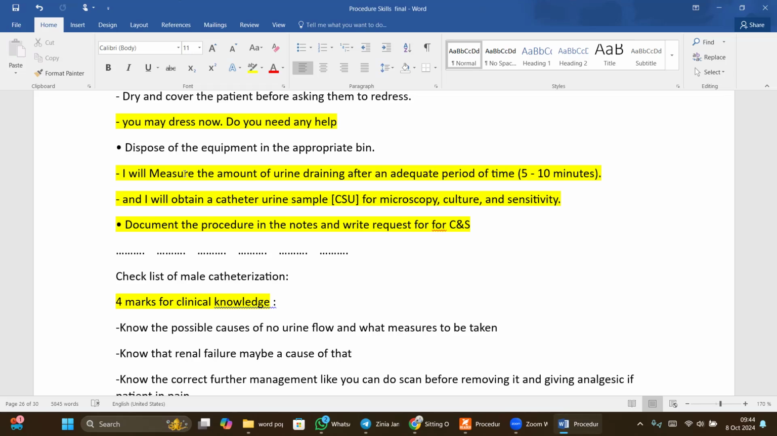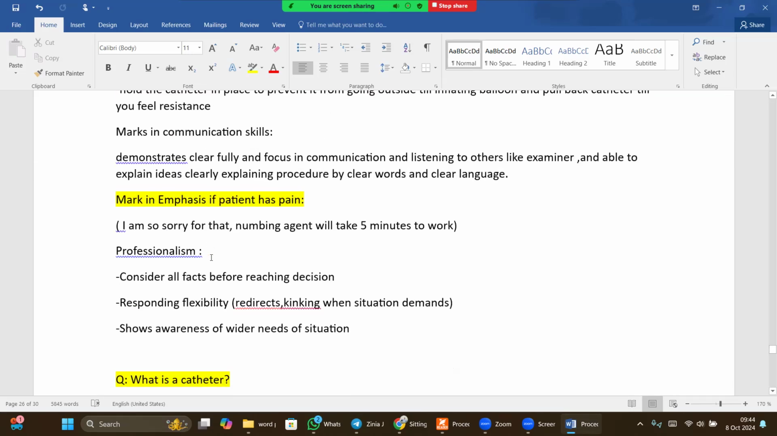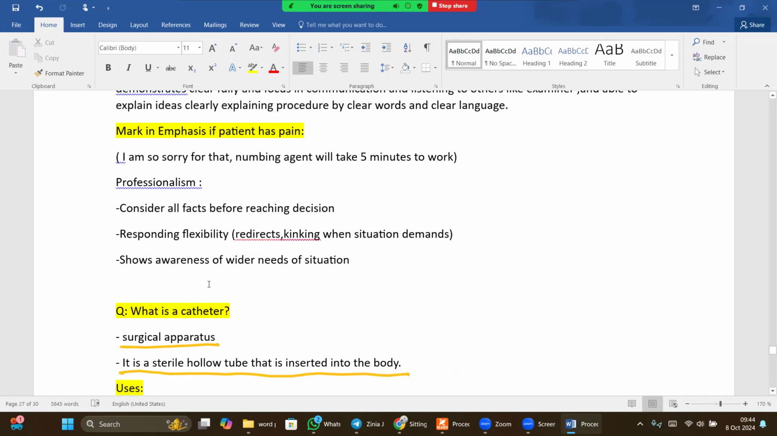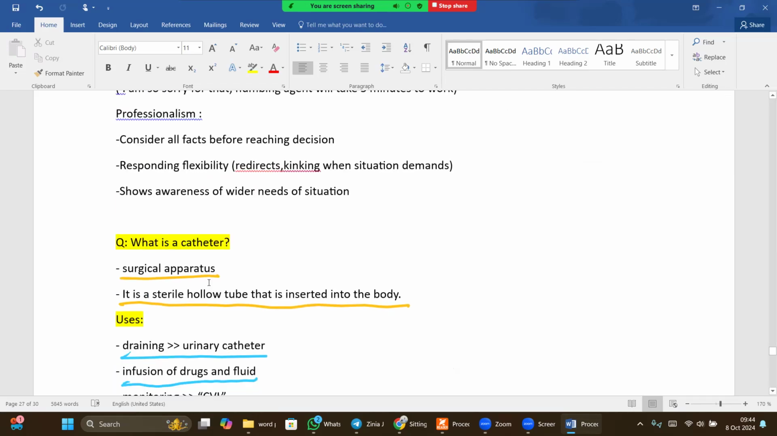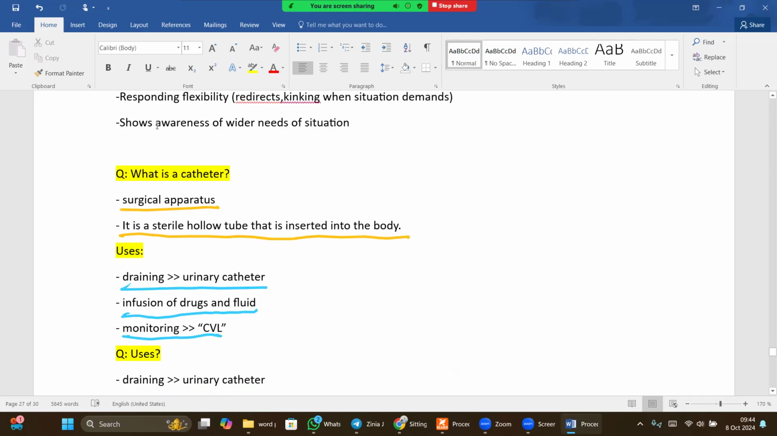Take list for male catheterization. Okay, now these are the questions from the examiner.